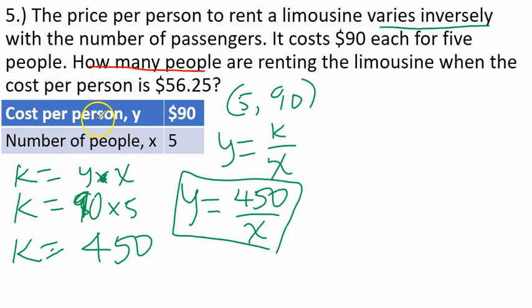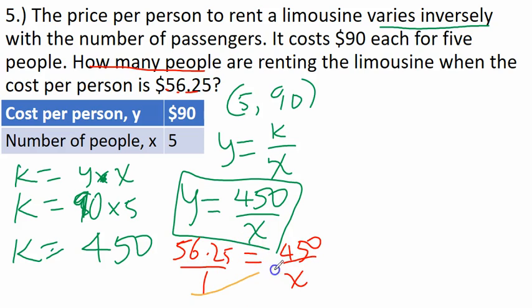So y represents the cost. So they gave us the cost here for y. So we substitute this for y. So therefore, we replace y with 56.25 equals 450 divided by x. And we can put this over 1 to make both of them fractions. Once we have two fractions, it gives us a proportion, so we can actually cross multiply if you want.